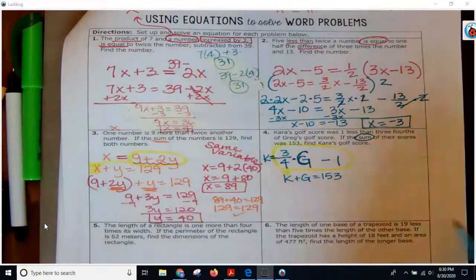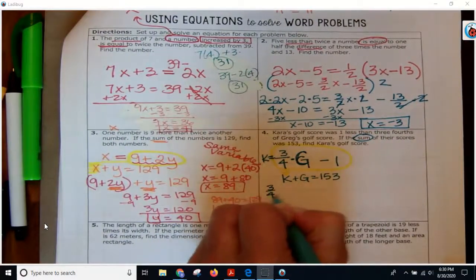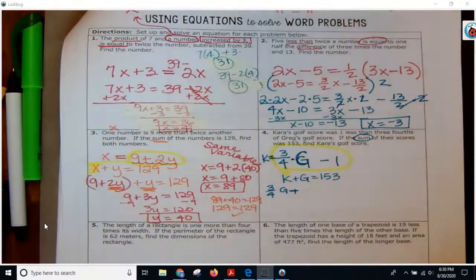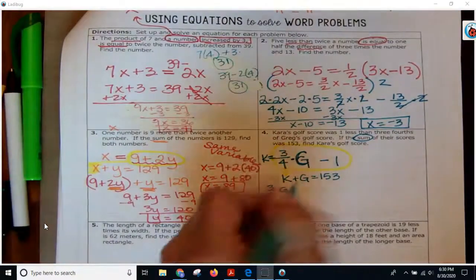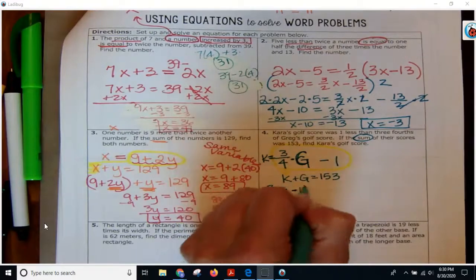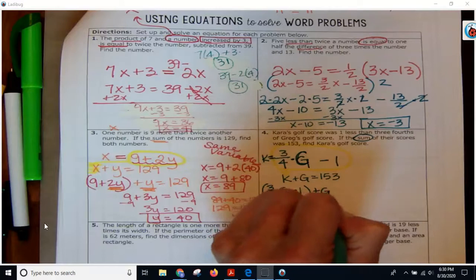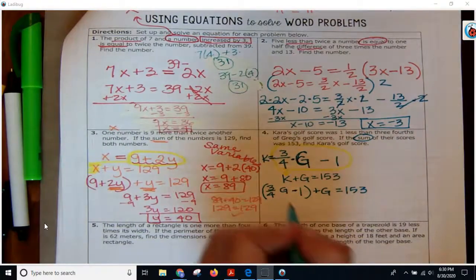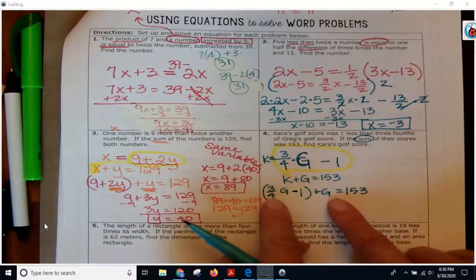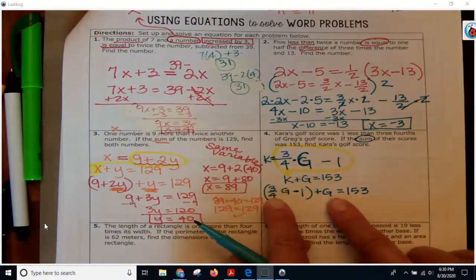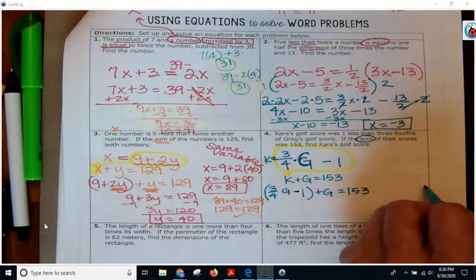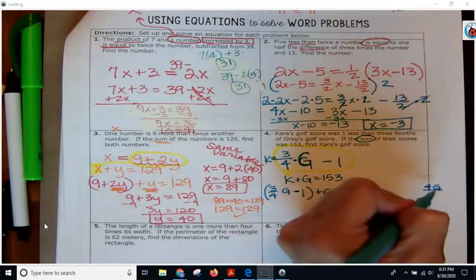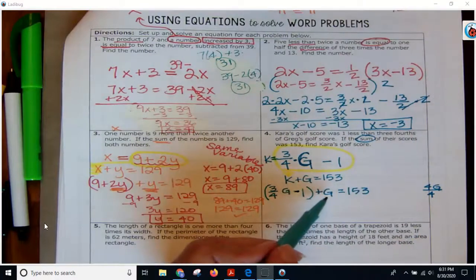All right. So let's see what that does. So I get 3/4 of G plus, or I'm sorry, minus 1. That's a minus 1. Because that's Kara's score. Plus Greg's score is going to equal 153. Now we just need to figure this out. So I can combine my like terms. These two are like terms. Now keep in mind that G is the same as 4G over 4. Right? That's the same. 4 divided by 4 is 1G.